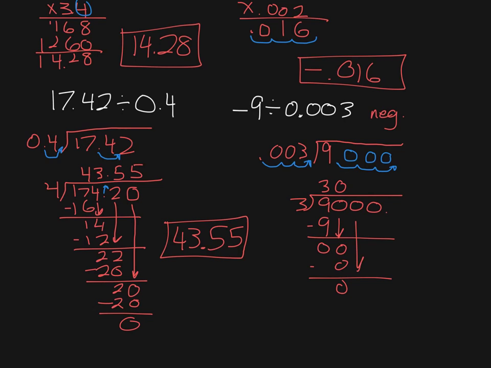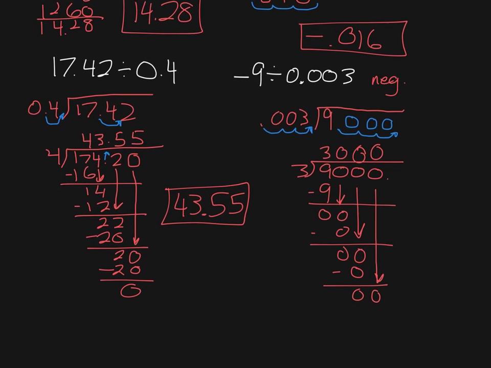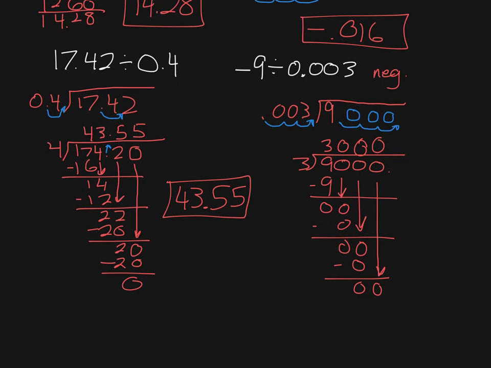I think you see where this is going. I'm just going to work it out. 0 times 3 is 0. And we bring down our last 0. 3 goes into 0 0 times. 0 times 3 is 0. And we're done. There's nothing left to do. Our answer is negative 3,000.